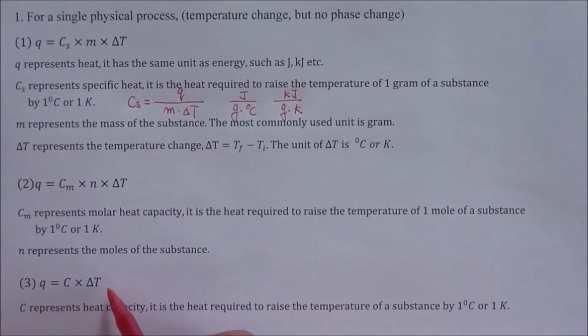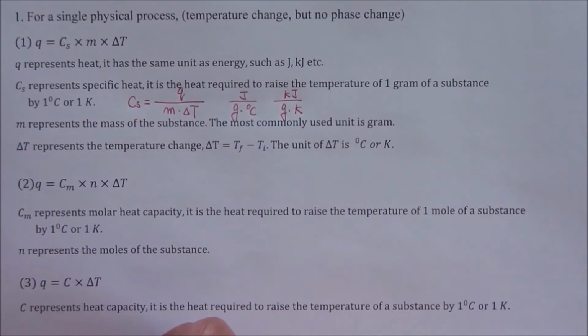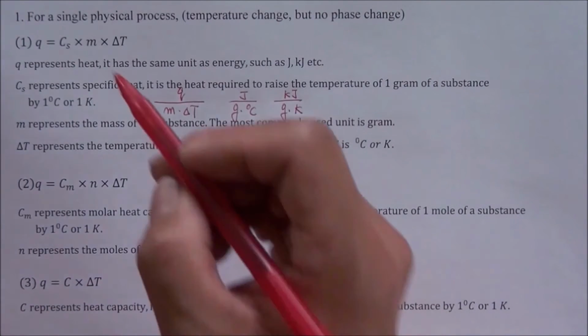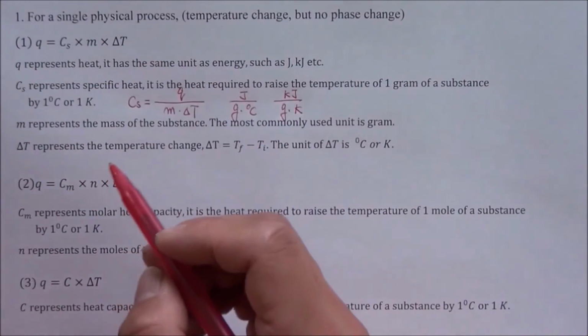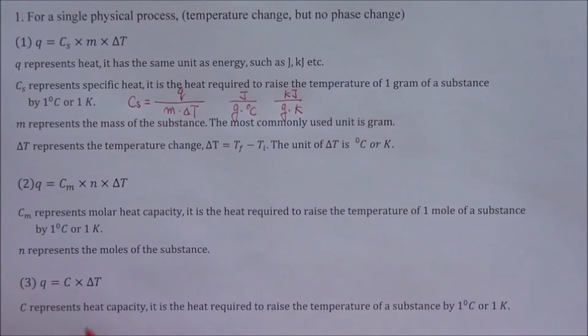This is equation 3. Q equal to C times delta T. The Q in equation 3 is the same as the Q in equation 1 and equation 2. It represents the heat. C represents the heat capacity. It is the heat required to raise the temperature of a substance by 1 degree Celsius or 1 Kelvin. The delta T in equation 3 is the same as the delta T in equation 1 and the delta T in equation 2. Delta T represents the temperature difference.